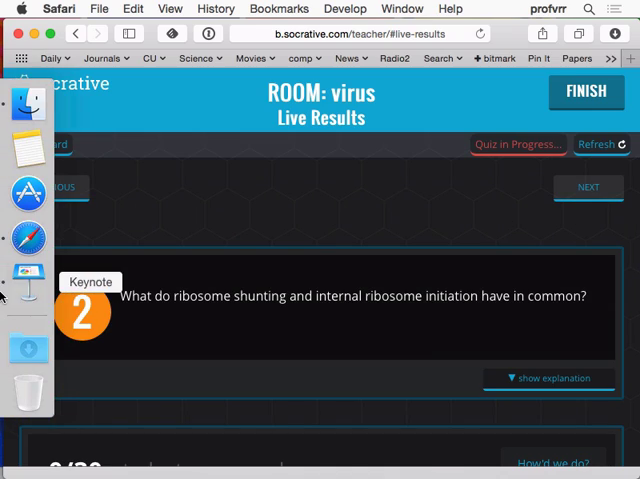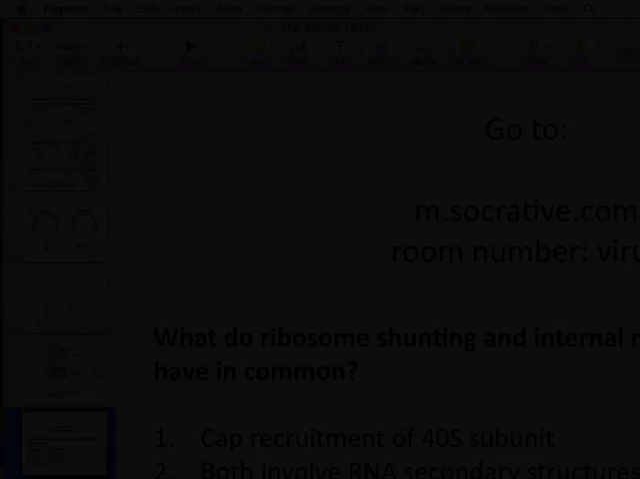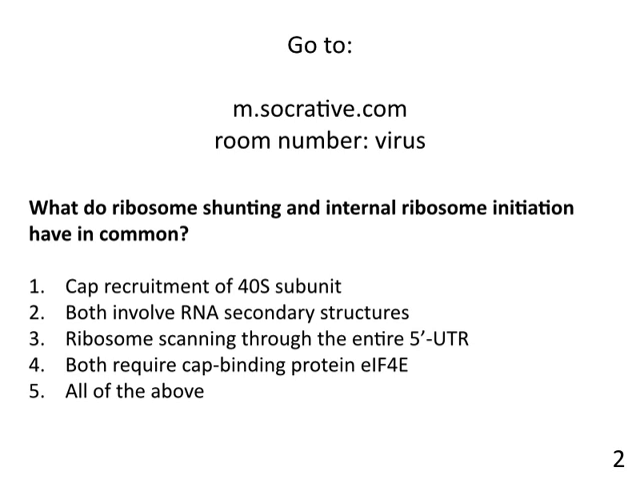All right, the next question is what do ribosome shunting and internal ribosome initiation have in common? 1, cap recruitment of the 40S subunit. 2, both involve RNA secondary structures. 3, ribosome scanning through the entire 5' UTR. 4, both require cap binding protein EIF4E. And 5, all of the above.